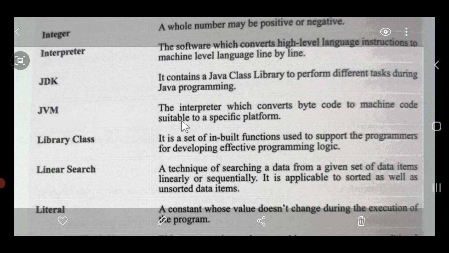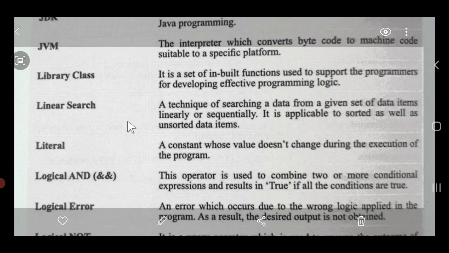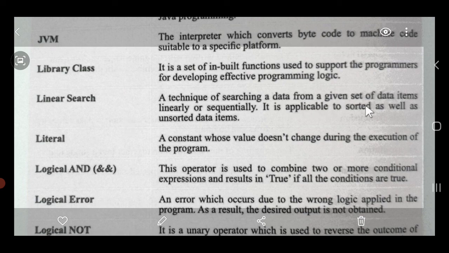Okay, then JVM, the interpreter which converts bytecode to machine code suitable to a specific platform. Okay, so that is known as Java Virtual Machine. It is a software, always remember, students. After that, library class, it is a set of inbuilt functions used to support the programmers for developing effective programming logic. Linear search, a technique of searching a data from a given set of data items linearly or sequentially.